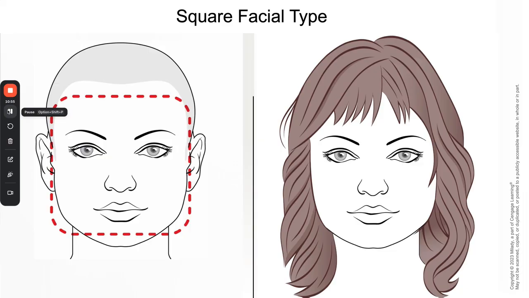Same thing around the jawline or the chin line. They gave her a little bit of volume, basically some curls or some softness there, so that that square doesn't look so hard.